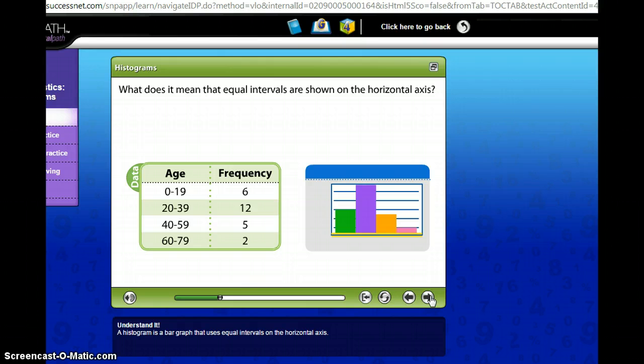What does it mean that equal intervals are shown on the horizontal axis? Instead of a single number, each bar represents an interval, such as 0 to 19. What will the intervals be in this example? The intervals are age ranges, which are 0 to 19, 20 to 39, 40 to 59, and 60 to 79. Notice that the next one starts right where this one left off. You don't skip any numbers. This age interval was 0 to 19, so this one starts with 20. It ends in 39, so this one starts with 40.